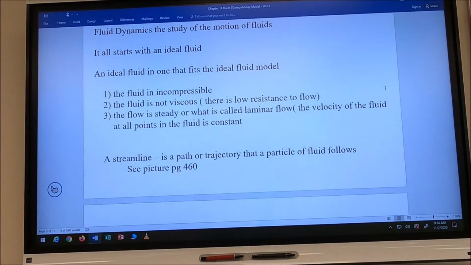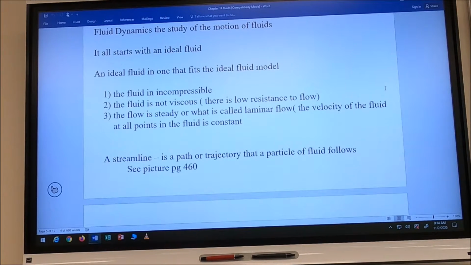Okay guys, welcome back to fluids. Now, let's remind ourselves about fluid dynamics. Remember, dynamics has to do with movement. So fluid dynamics is the study of the motion of fluids. And when we look at fluid dynamics, it all starts with the ideal fluid.